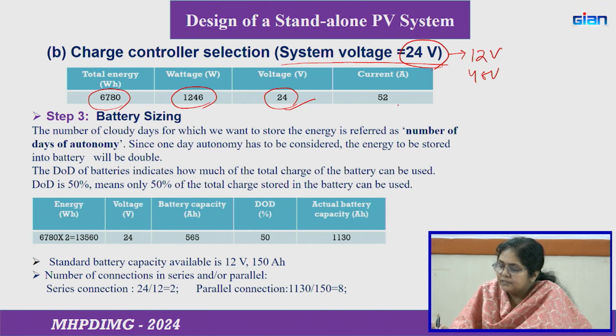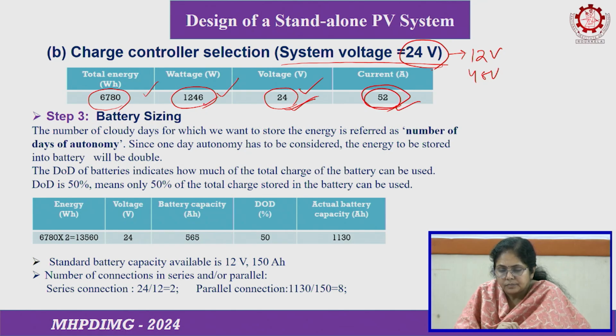So, what is the charge controller current rating? The power divided by the voltage will give you the charge controller rating. You can recalculate it to check whether I have made any mistake or not. So, you can see this is the charge controller specification, this is the energy requirement, power requirement, we have fixed, assumed the voltage. Correspondingly we have calculated the current rating of the charge controller.